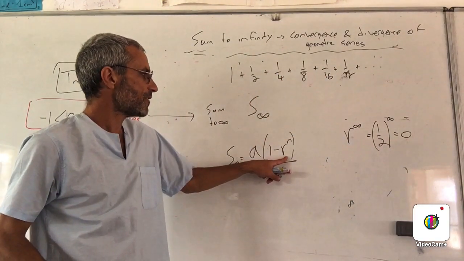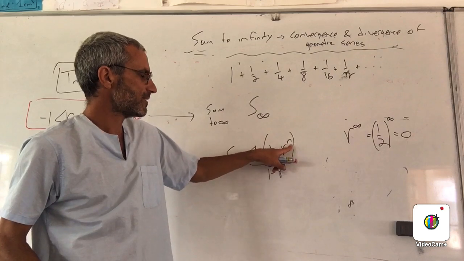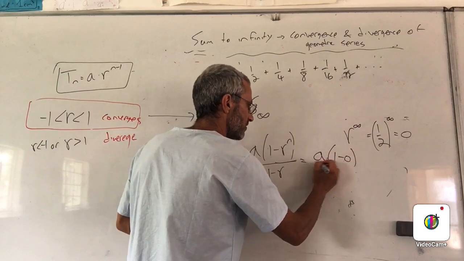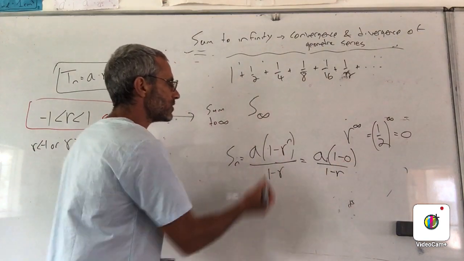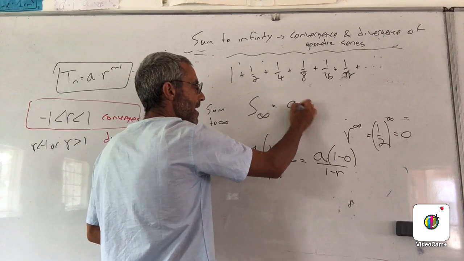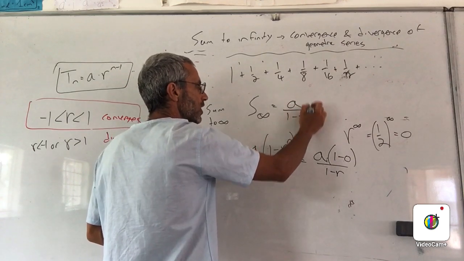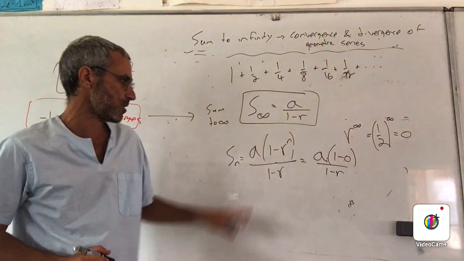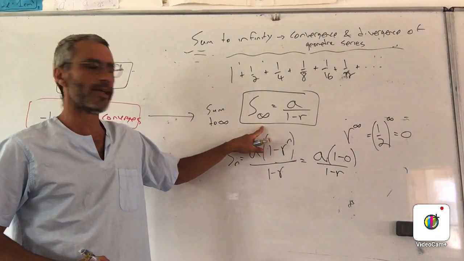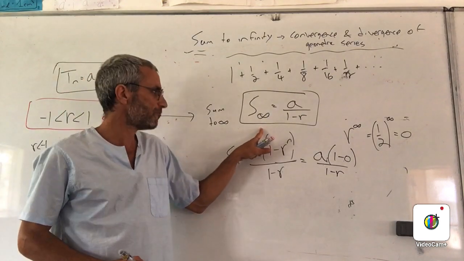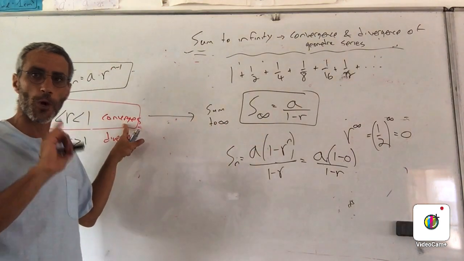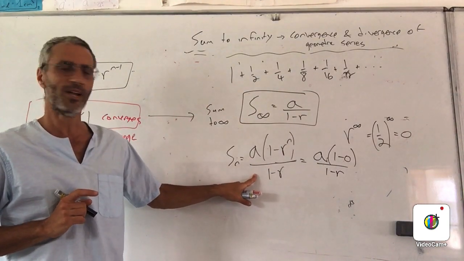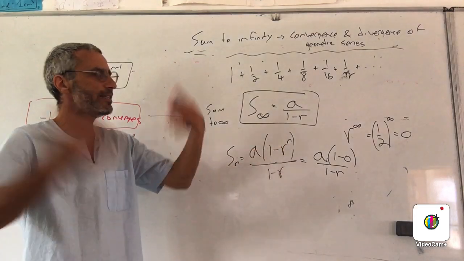So if r to the power n is 0, then I can write it as A times 1 minus 0 divided by 1 minus r. In other words, what is the S to infinity? A divided by 1 minus r. That's the formula they need to remember. This was just to show you how I got there from this formula, but ultimately the sum to infinity of a convergent series, only convergent, you can't work with divergent, is a simple one. It's much simpler than that. Where did the r to the power n go? It died. It's 0.